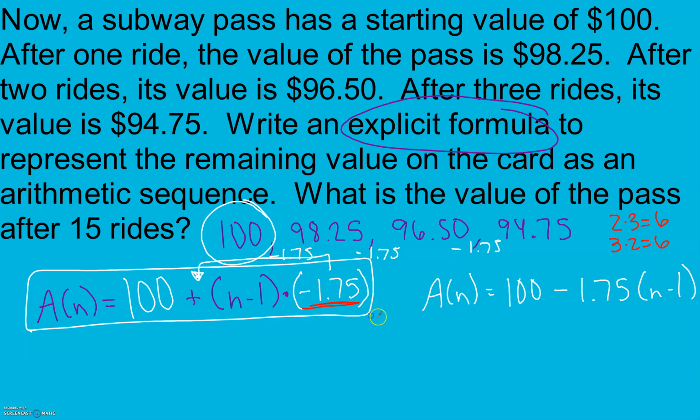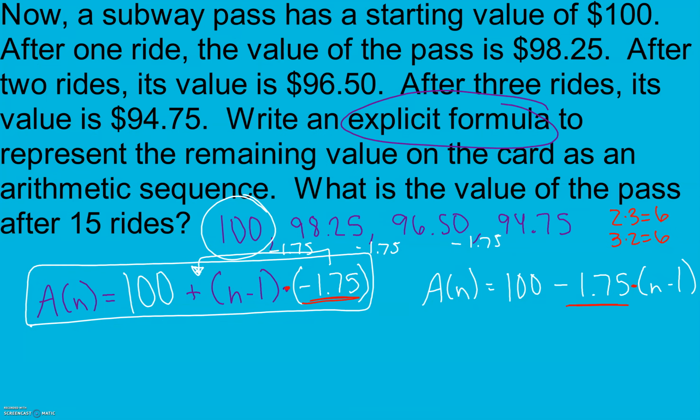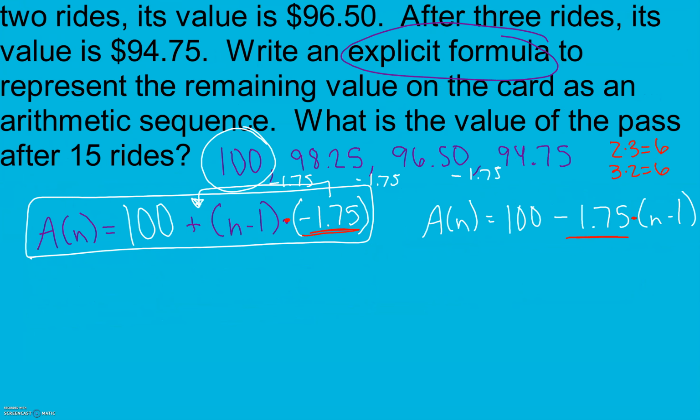Whether it's at the end or at the beginning, as long as we're multiplying it by our n minus 1, that's our explicit formula. We want to know the value of the pass after 15 rides. So here we have to be a little bit careful. They want after 15 rides.